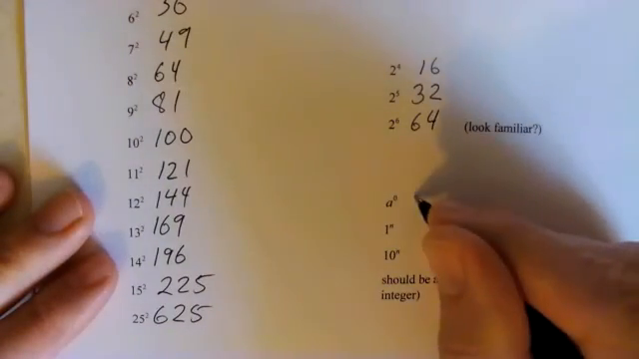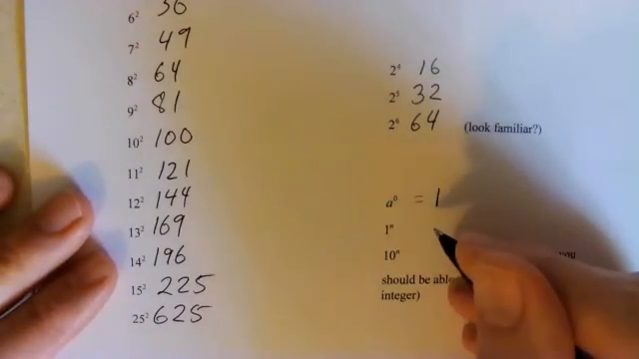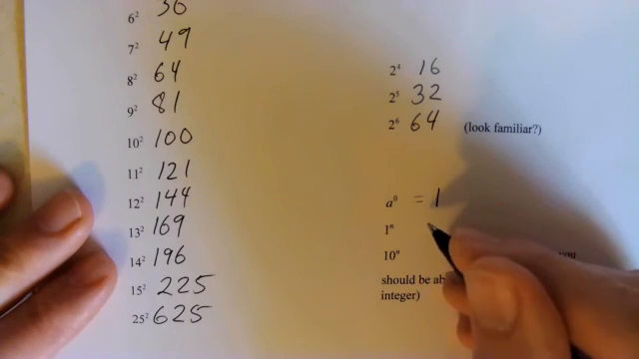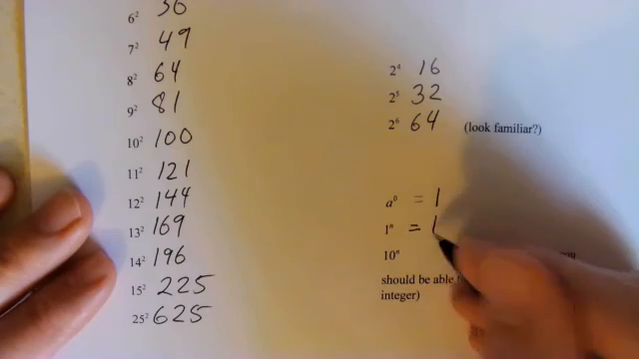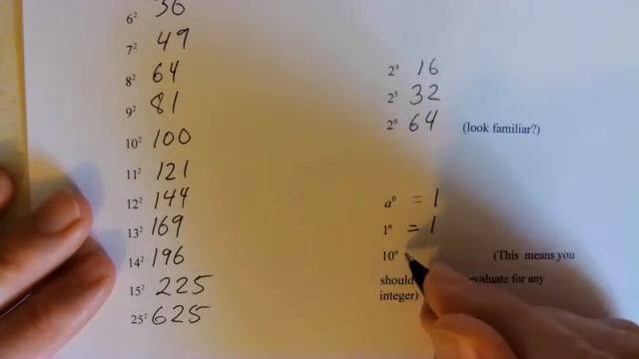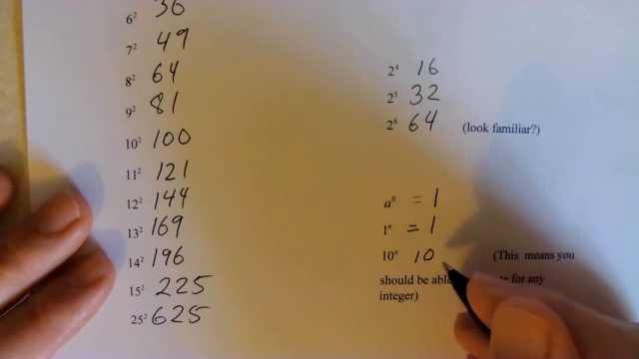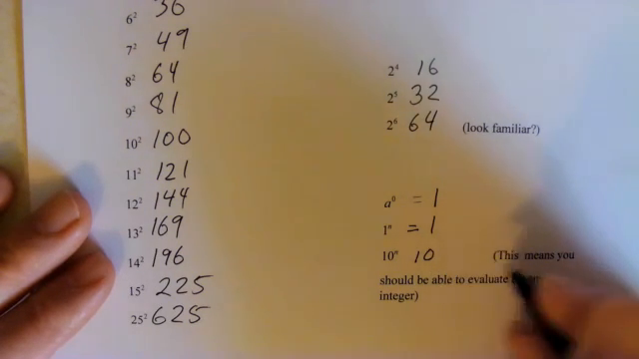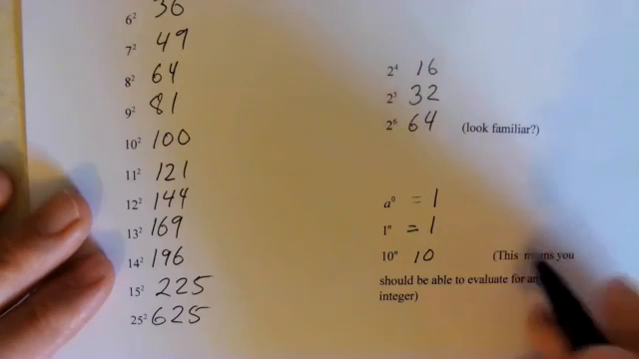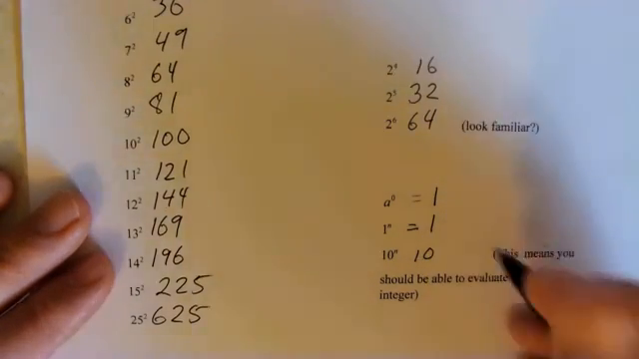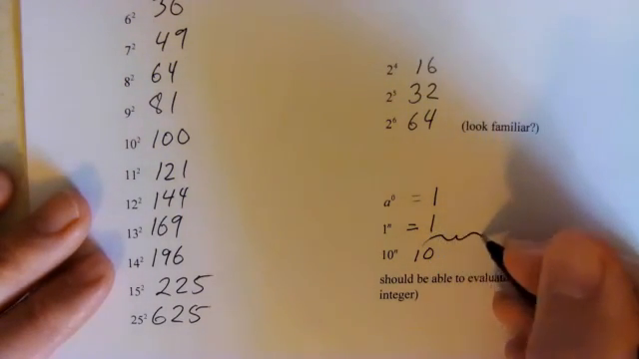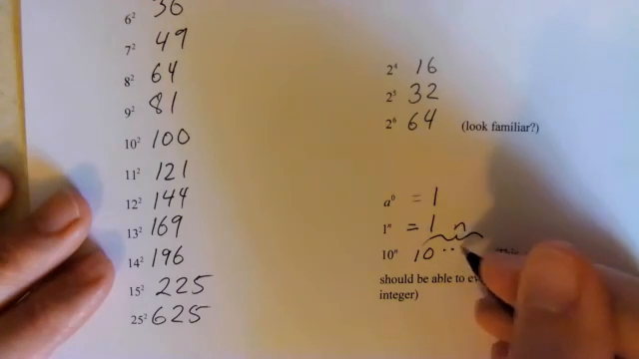Anything to the 0 equals 1, which we can prove. And 1 to the anything also equals 1. 10 to the nth is a 1 followed by n zeros. Dot, dot, dot.